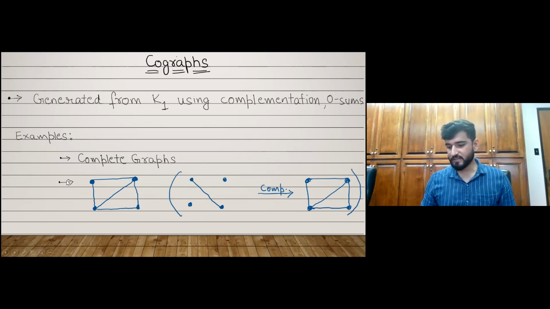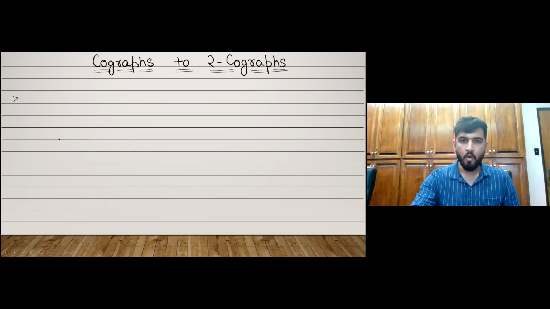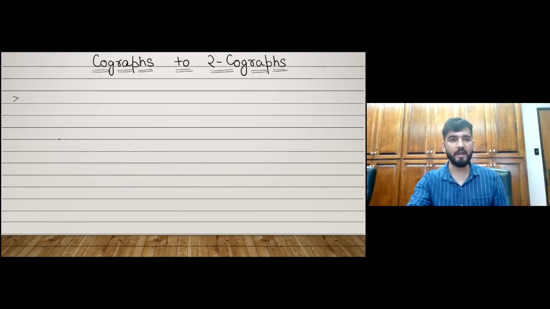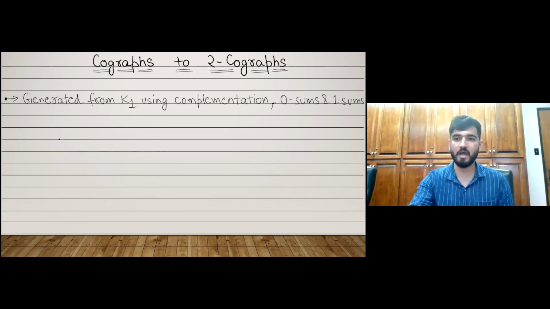Okay, so we have this nice class of cographs, and the operations used are complementation and zero sums. What happens if we add another operation, that is the operation of one sums? We get another class of graphs, which we call two-cographs. And the first part of the talk will be about these graphs. So two-cographs are defined as graphs which are generated from K1 using complementation, zero sums, and one sums.